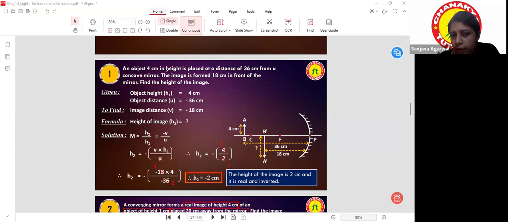An object 4 centimeter in height. Let us take h, it is 4. Placed at a distance of 36 centimeter from a concave mirror. Okay, u is minus 36. Image is formed 18 centimeter in front of mirror. Front of mirror means on the same side. So it will also be taken negative, minus 18 centimeter.